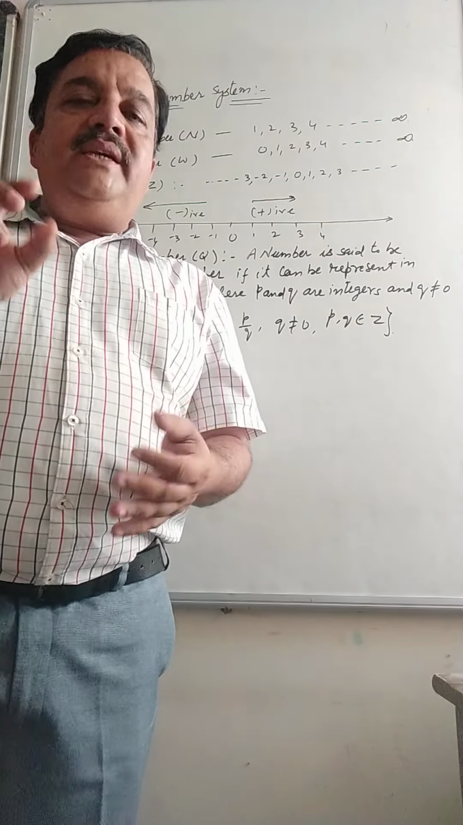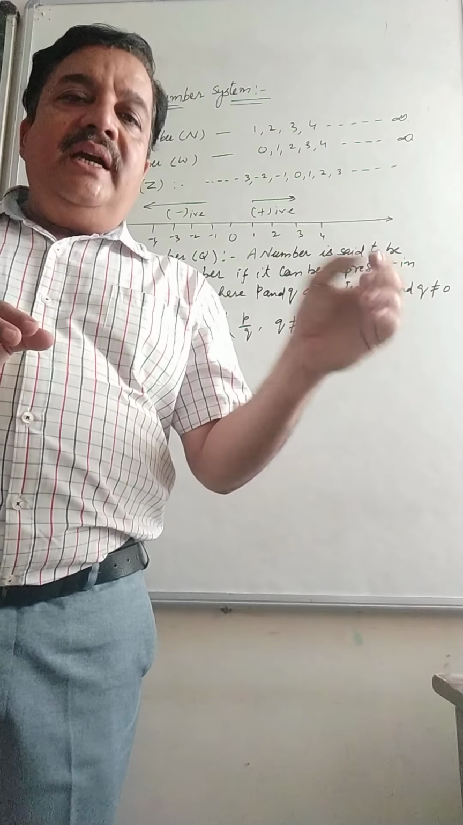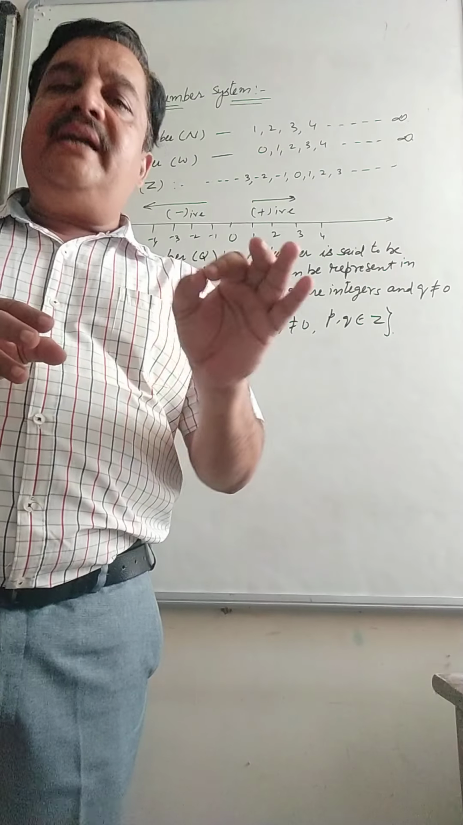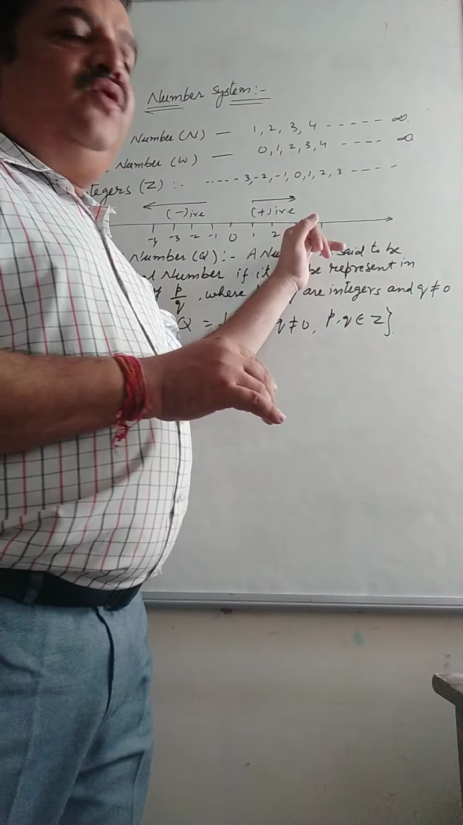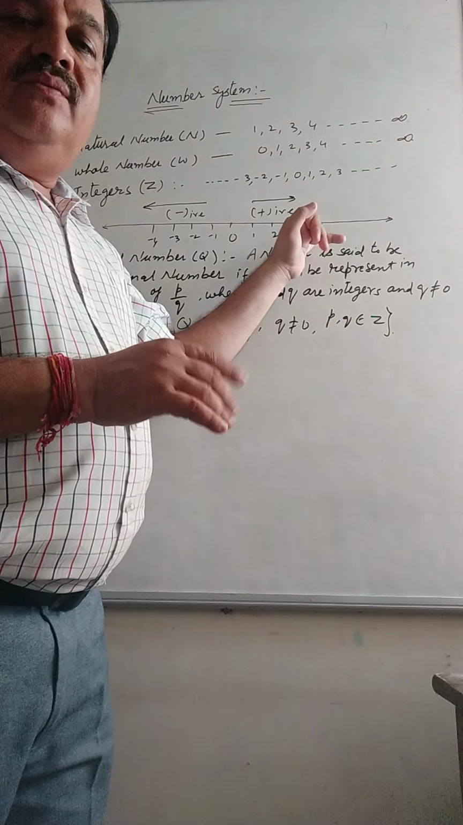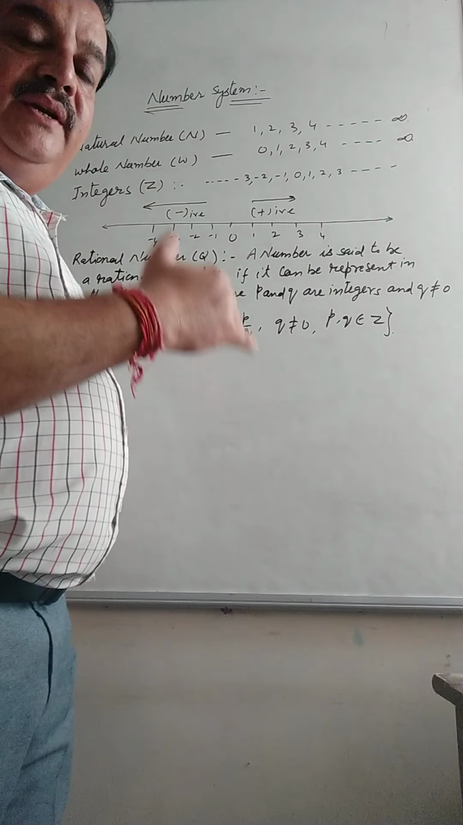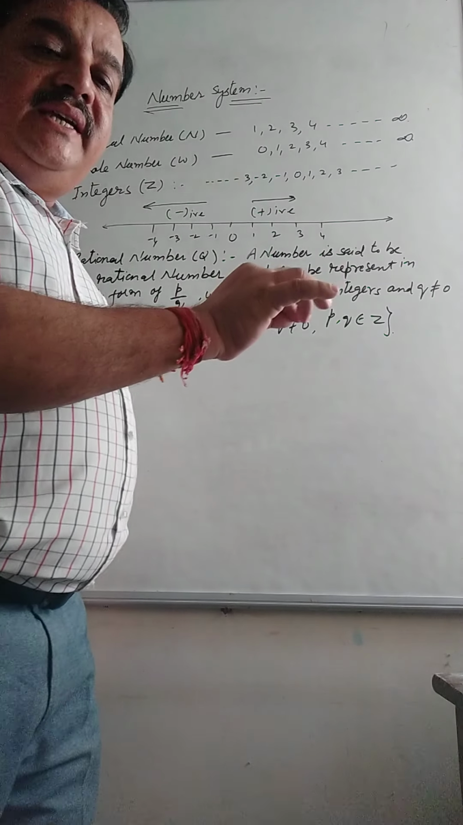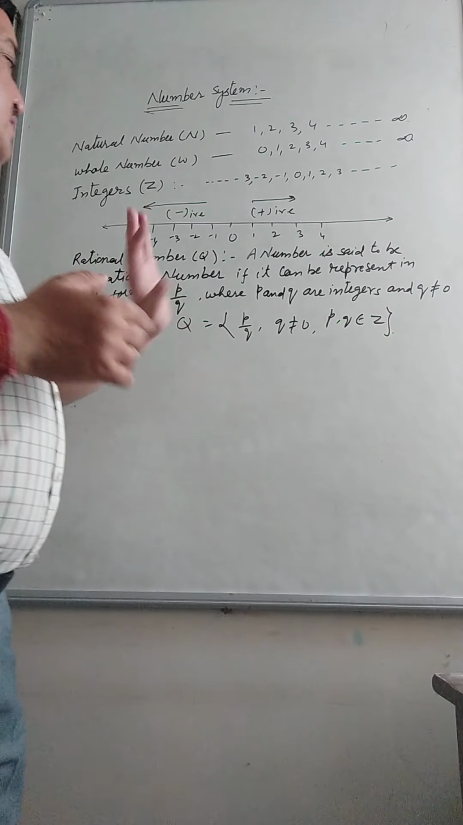So minus 2 means the number is on the left hand side of 0. Its magnitude is 2, but the direction is minus. And this is plus 4. Its magnitude is 4, but the direction is positive. So whenever we represent this number on the number line, it will come on the right hand side of 0.